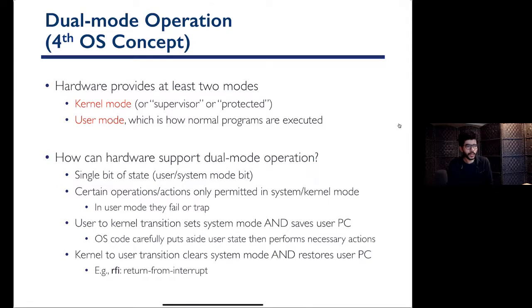How can dual mode operation be supported without the involvement of hardware? That's a really good question. Let's say we have a system that only has one mode of operation, not dual mode. So we have hardware that has only one mode. Can we still run an operating system without relying on dual mode operation? The answer is yes. We don't really need two modes.